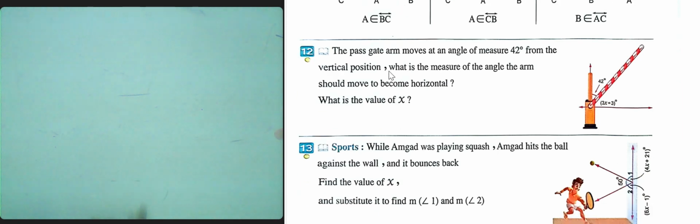The bus gate arm moves at an angle measuring 42 degrees from the vertical position. What is the measure of the angle the arm should move to become horizontal? What is the value of x?